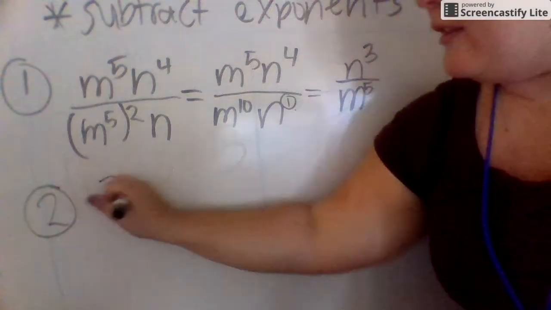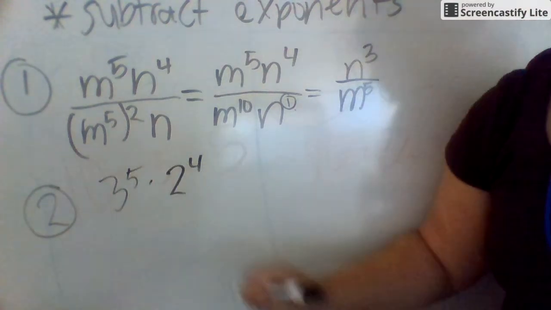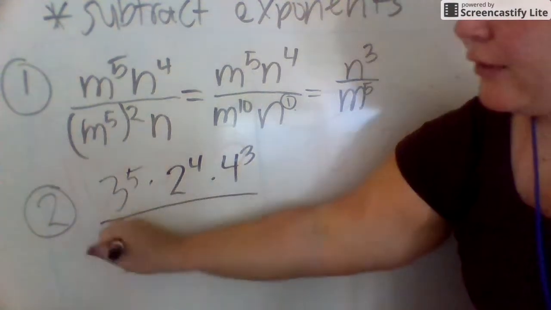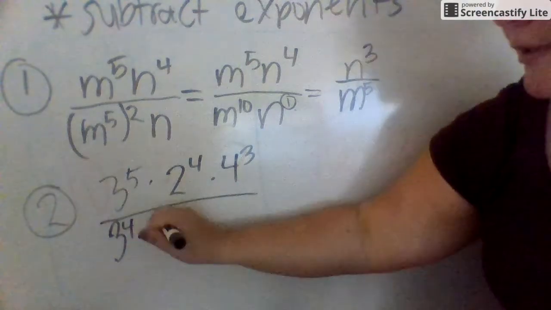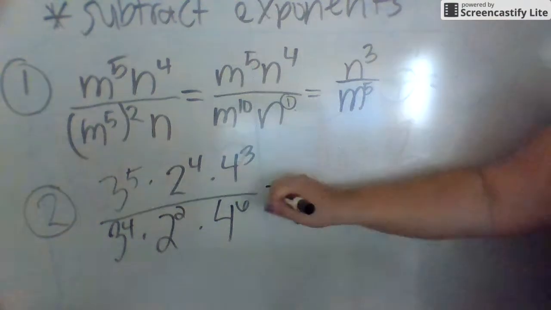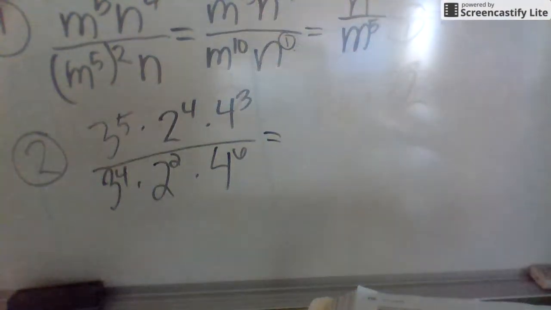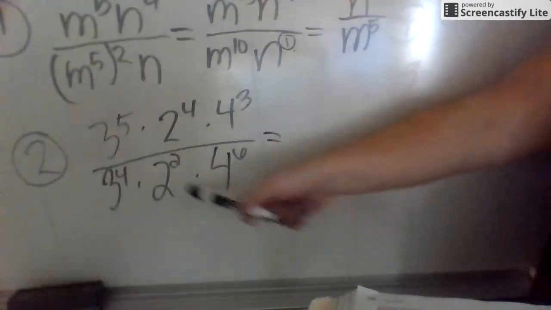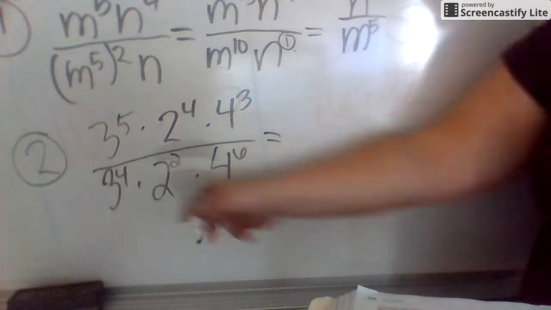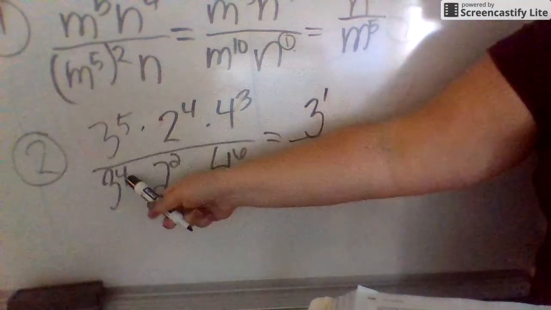I have 3 to the 5th times 2 to the 4th times 4 to the 3rd all over 3 to the 4th times 2 to the 2nd times 4 to the 6th. All right, so same thing, we need to subtract. We're going to start with the base 3 first. 3 to the 5th divided by 3 to the 4th should have 3 to the 1st on top because 5 minus 4 is 1.